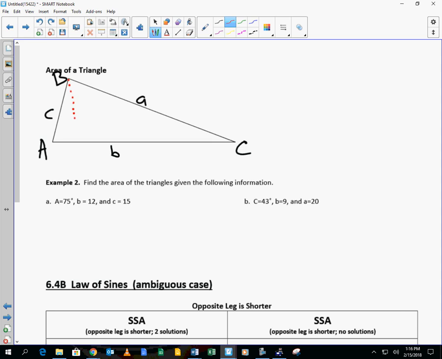Anybody want to dispute that? Okay, what should we call the height? I like the way you think. I didn't draw that very well, did I? That's actually really bad. Redo that.